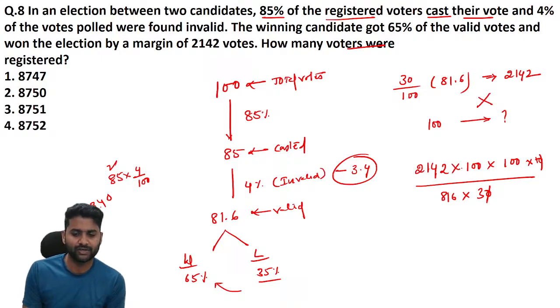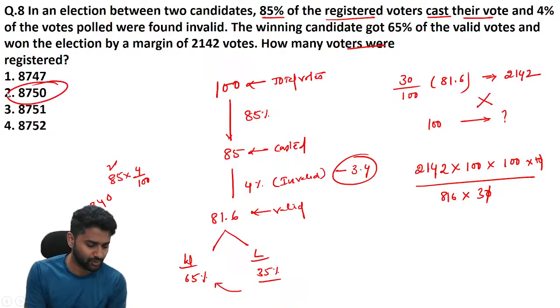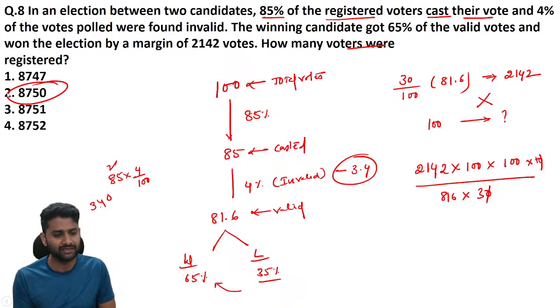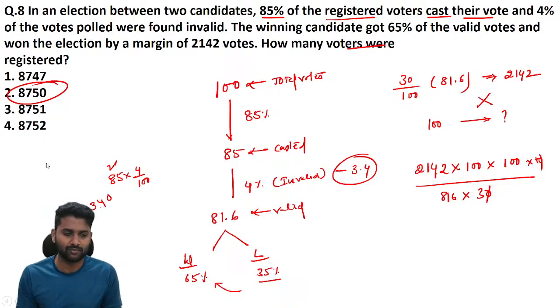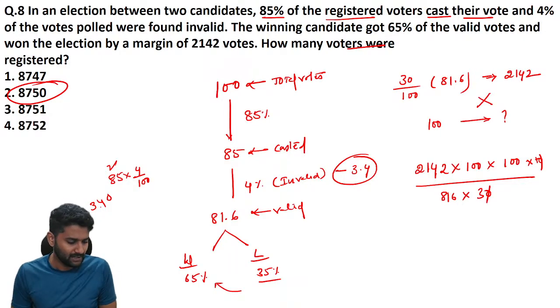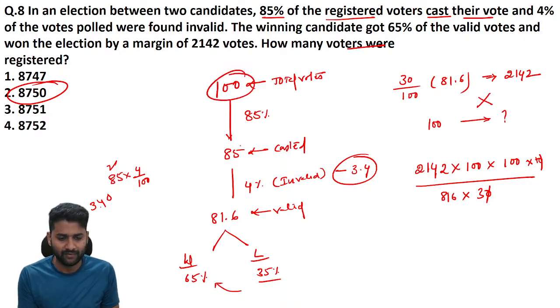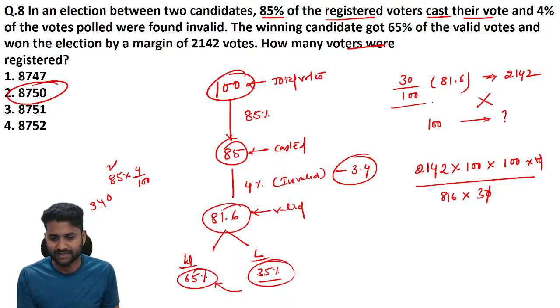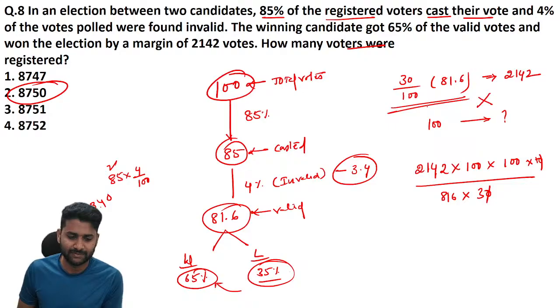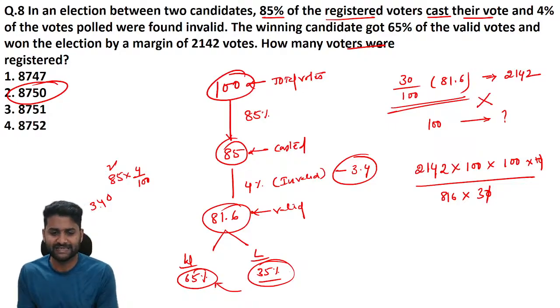So definitely you will get units place is 0. So you no need to go with the calculation part here. Out of 4 options, you can see that the one with units place 0 is 8,750. See, it's all about assuming one value and continuing with the same calculations, and find the final margin. 30% of 81.6 is, then the value is 2142.